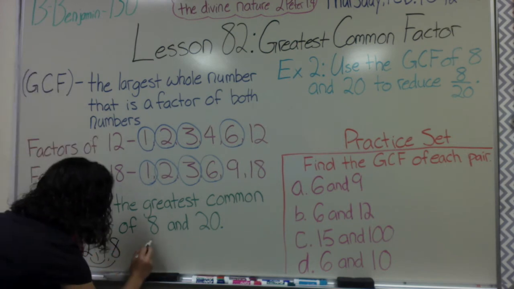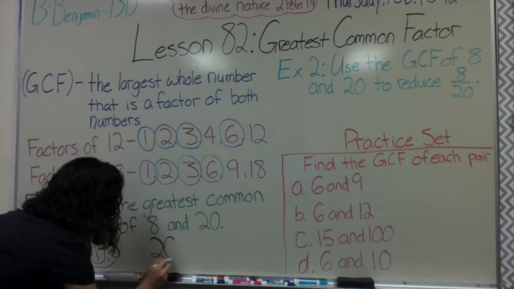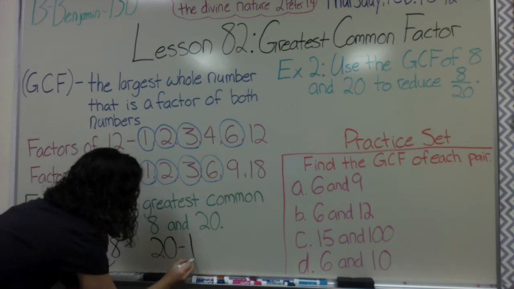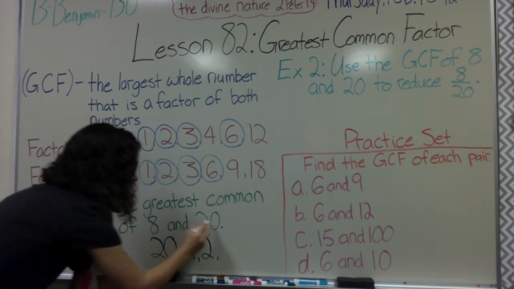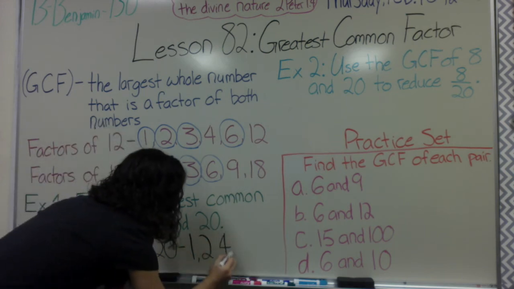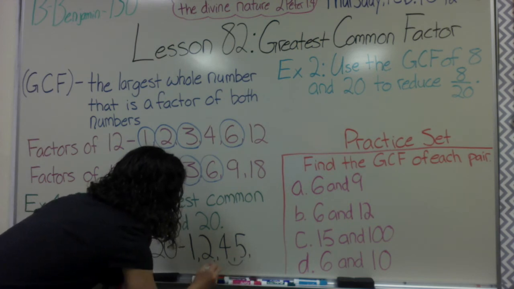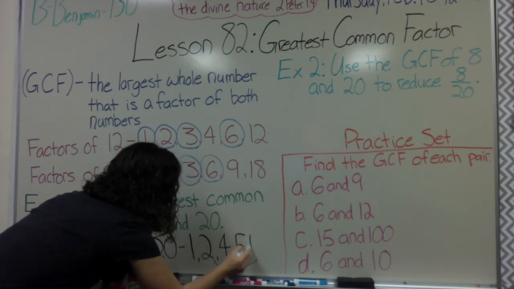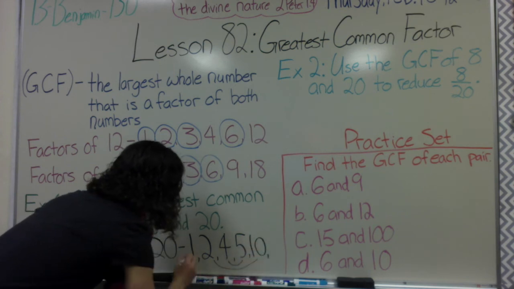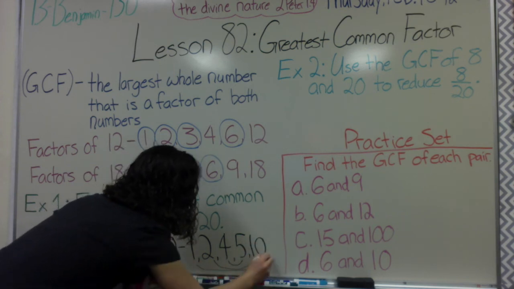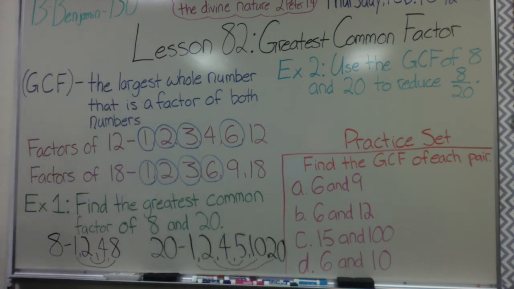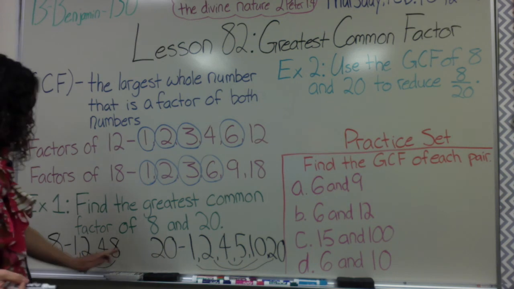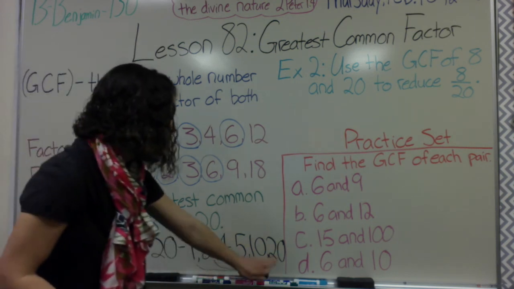Now 20. I know 1 is always a factor, 2 is because 20 is even, 3 is not, but 4 is, and 5 is. 4 times 5 equals 20. They're right next to each other in my list. So now I need 2 times 10 is 20, and 1 times 20 is 20. So those are my factors of 8 and 20. I have 1, 2, 4, 8, and 1, 2, 4, 5, 10, 20.